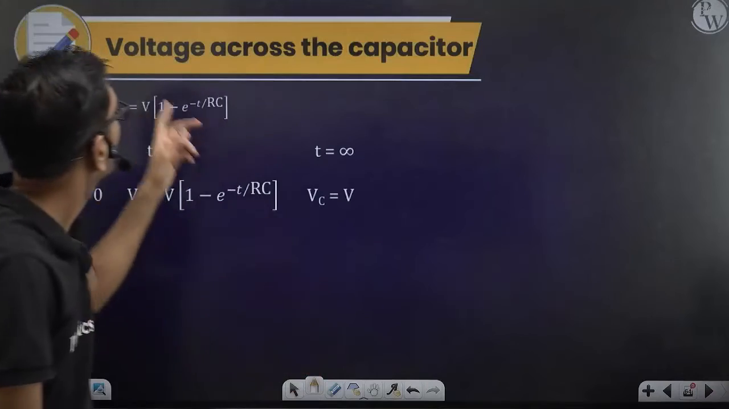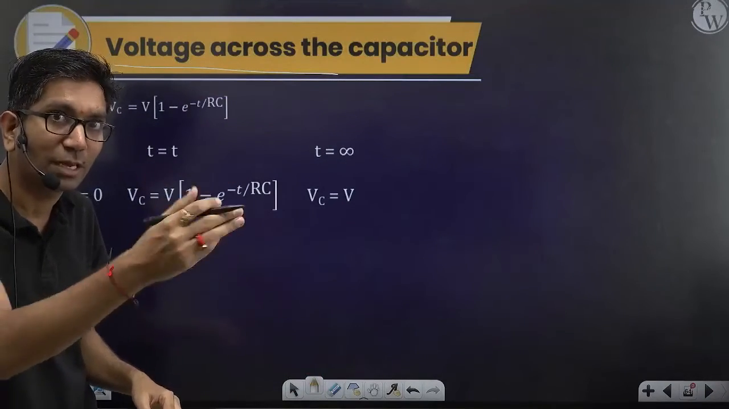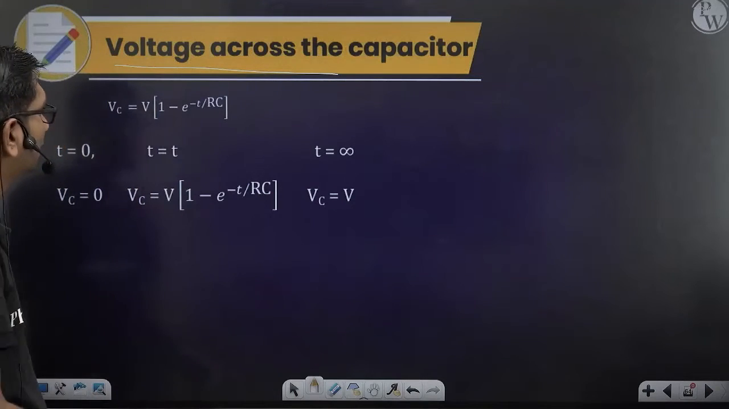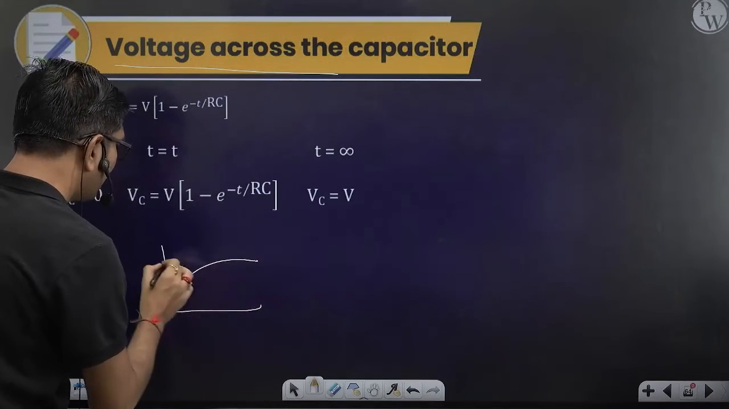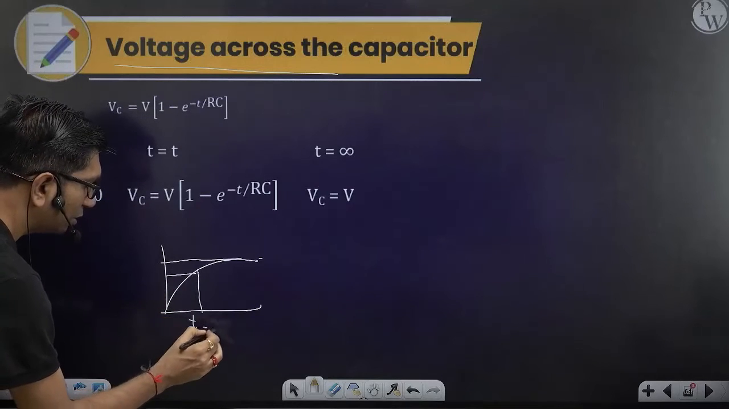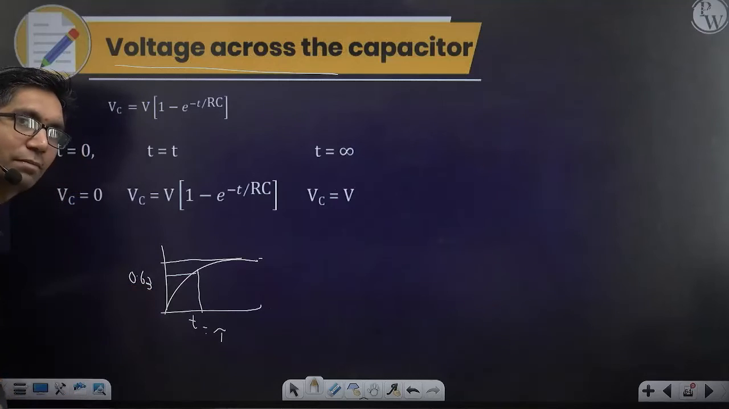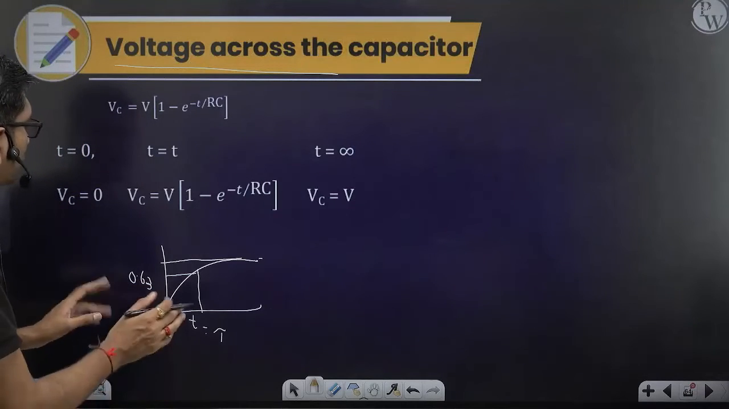Voltage across the capacitor is increasing. You will get an increasing graph like this, right? Correct? This is at time t equal to tau, again 0.63. Is it clear, beta? So like this only you will get.